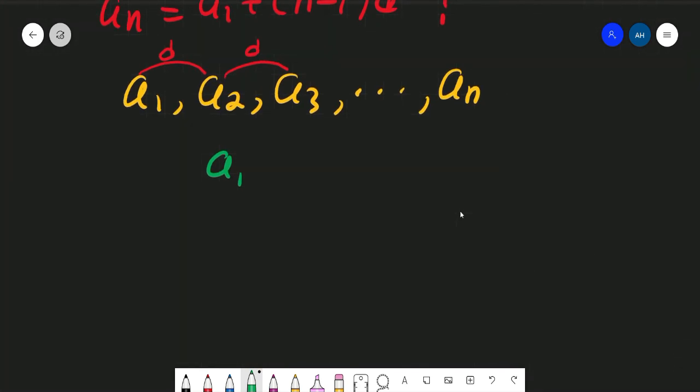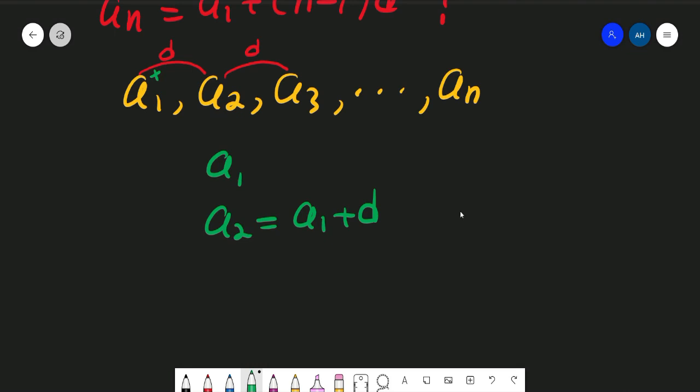Okay, so I would like to write down now the first term, a1. Now, what is the second term in terms of a1 and d? Okay, can you figure that out? What is a2? Yeah, a2 must be a1 plus d, right? Yes, so a2 is equal to a1 plus d. I hope you agree with that statement. a2 equals a1 plus d, because d is the common difference.